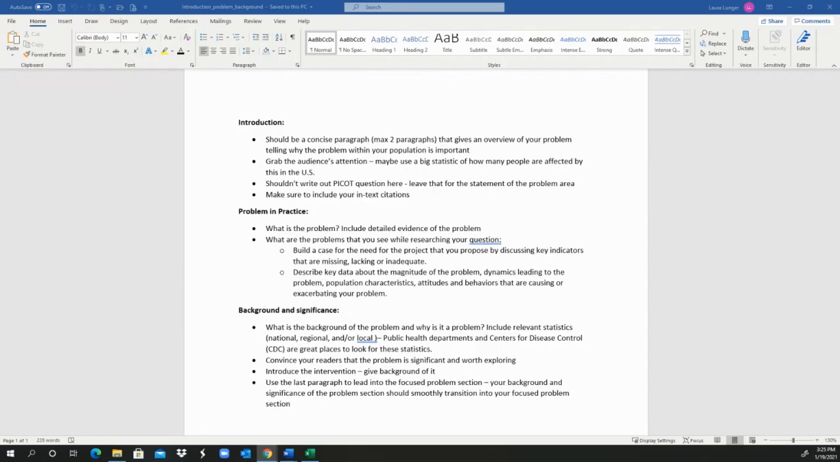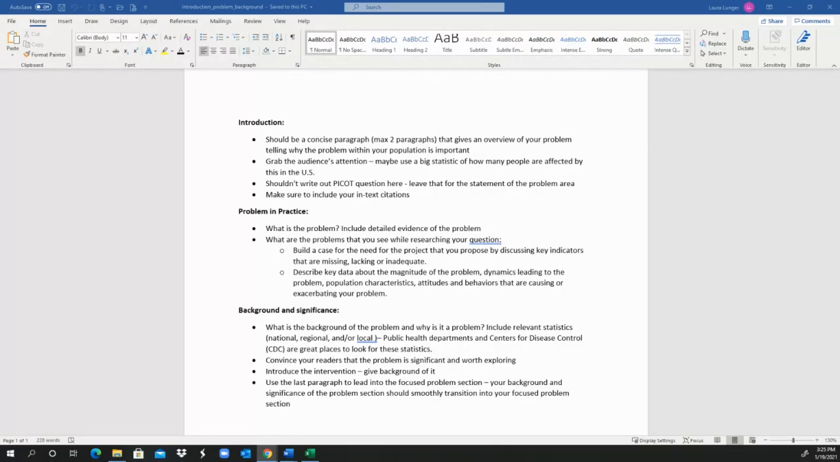Problem in practice. What is the problem? So include detailed evidence of the problem. So I am talking about waist circumference measurement. My problem is that it's not being utilized in primary care. So there's an underutilization in primary care, okay? So what are the problems that you see while researching your question?